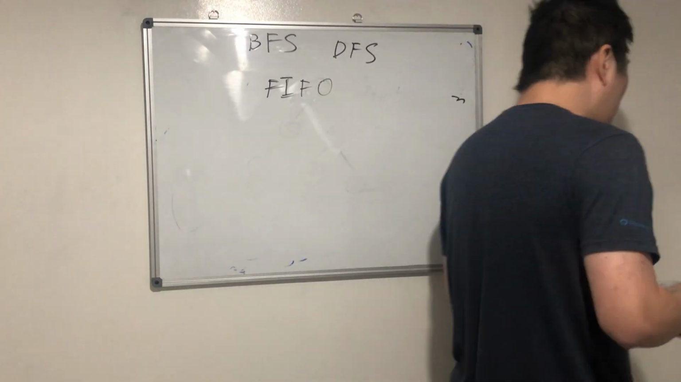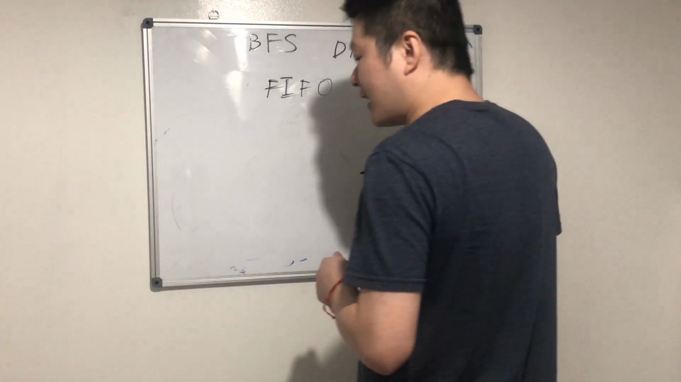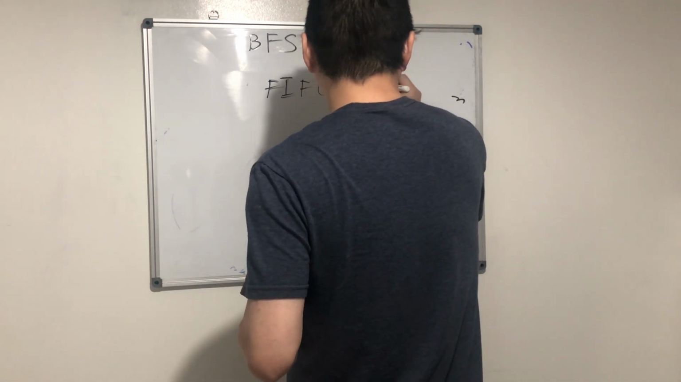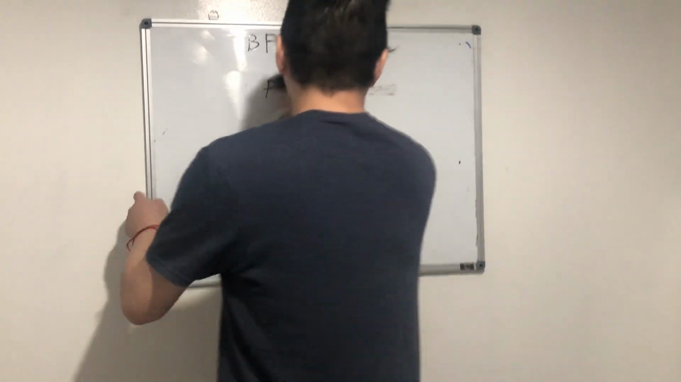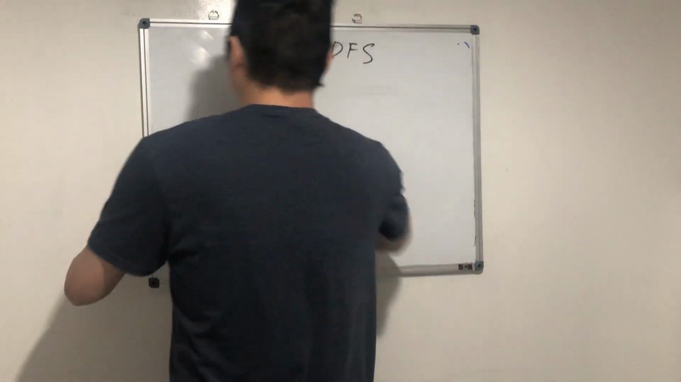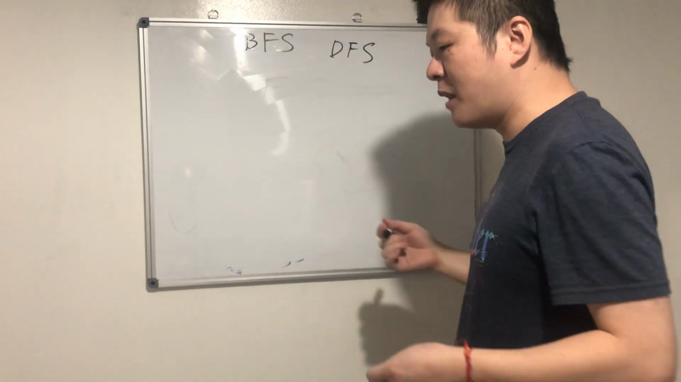And first in, last out, what is that? That's a stack. Stack is first in, last out, okay? First in, first out is the queue. Okay, so look, we have a basic framework to do a breadth first search.